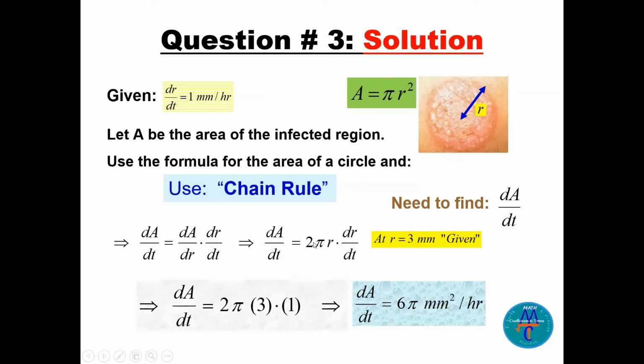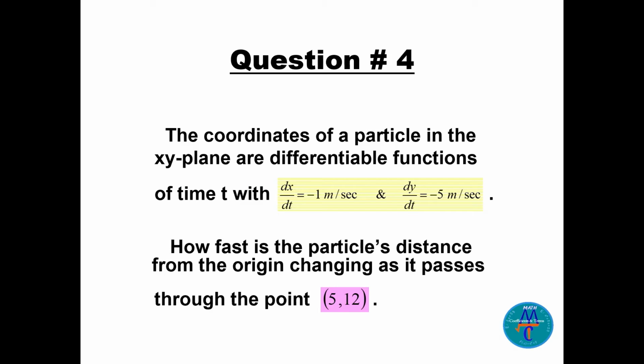So the derivative will be 2 pi r times dr over dt. Now the radius is 3 millimeters. From the given, we can get that. So dA over dt will be 2 pi times 3 times the 1. The 1 is dr over dt. So the infected area here, dA over dt, is growing 6 pi millimeters squared per hour. That's the answer.